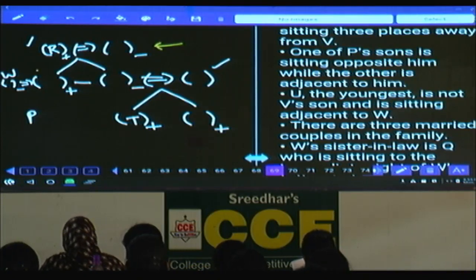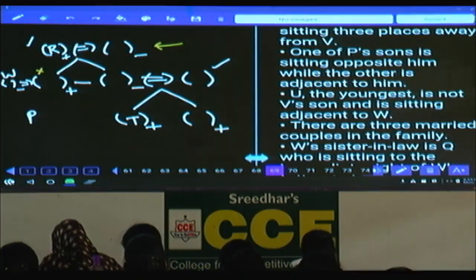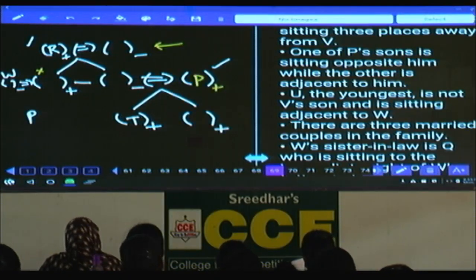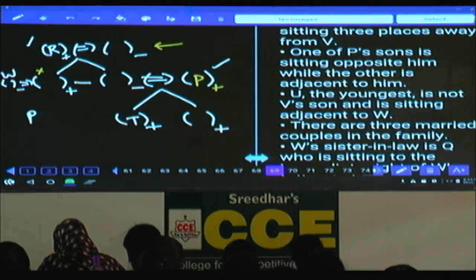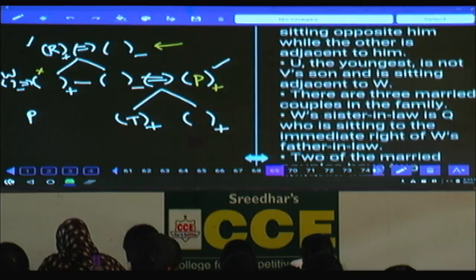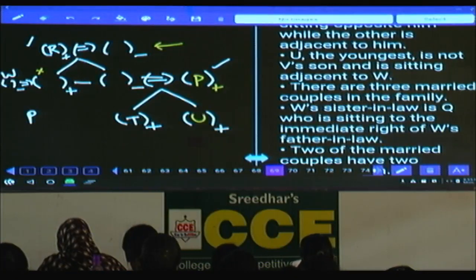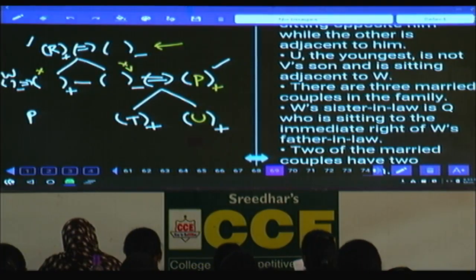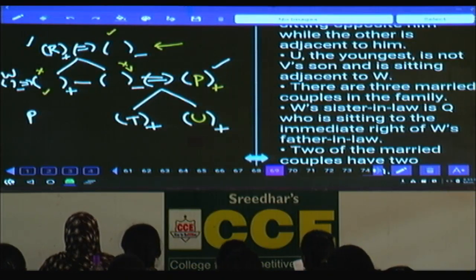Then P cannot be here as well, because P has 2 children. Hence, where should this be? P must be here. Now this P is having 2 children. One of the persons is adjacent, another person is opposite. And U is the youngest one in the family, so U must be here. And U is not V's son. Now V cannot be at this place. As V cannot be here, where should this be? V must be either here or here. And V's son, and is sitting adjacent to W.